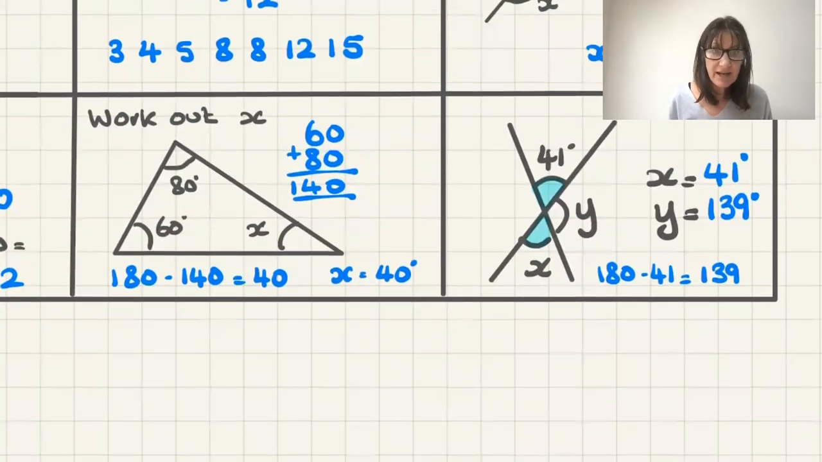All right, so next one here, we've got 180 just suddenly appearing.